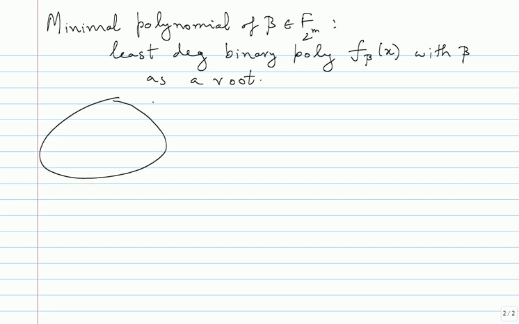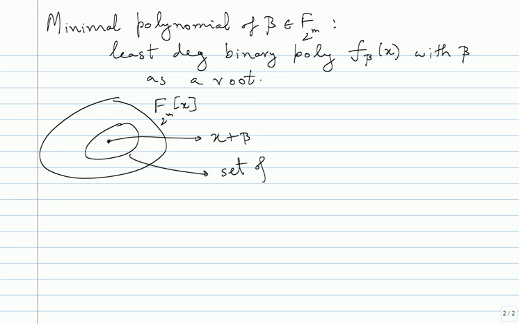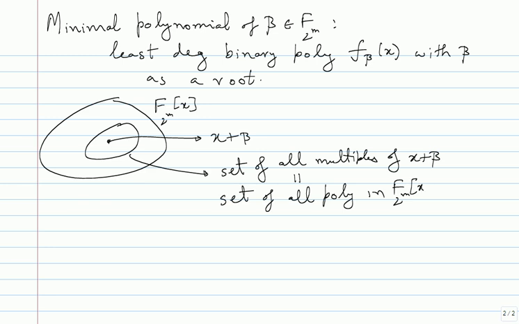If you look at this set F_{2^m}[x], this is my set of all polynomials with coefficients from F2 power m. There will be one polynomial which is x plus beta. What is the set of all polynomials which have beta as a root? All multiples of x plus beta. Is that clear? All multiples of x plus beta are the set of all polynomials with beta as a root in F_{2^m}[x]. There is no problem here. So suppose I were to ask what is the least degree polynomial with beta as a root, what is the answer? x plus beta. Immediately you can get that.